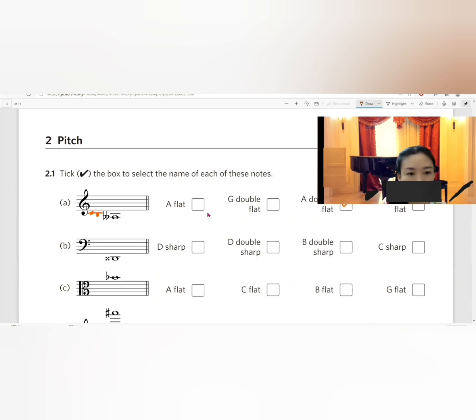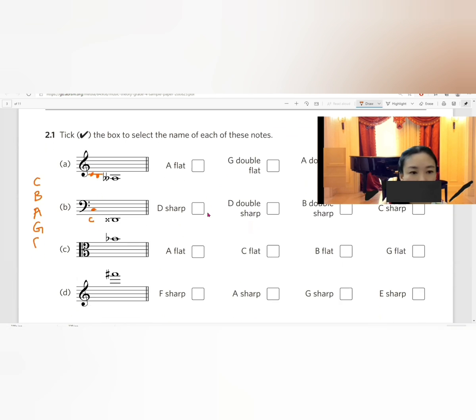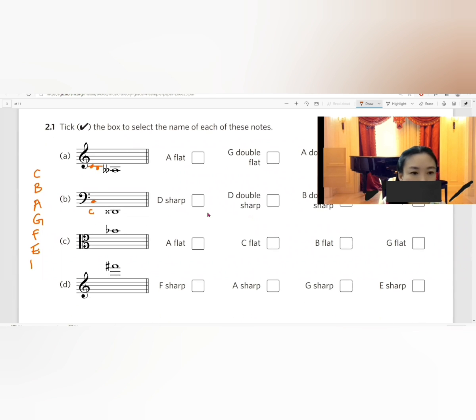So if you don't know how to count downwards from C, this is a lower C. From C, you can count downwards, and you can write out the letter names like this: C, B, A, G, F, E, D, C. Okay, so C go down is B. You can refer to this. B go down is A, G, so F is here. F go down is E, E go further down is D, which is the same as this. So this is a D double sharp. Okay, you take the answer.